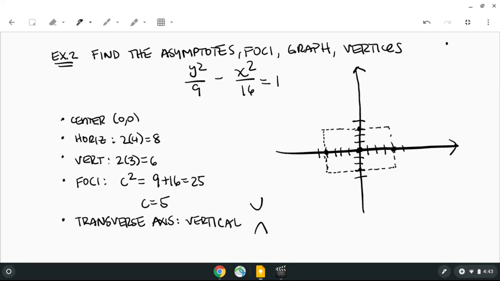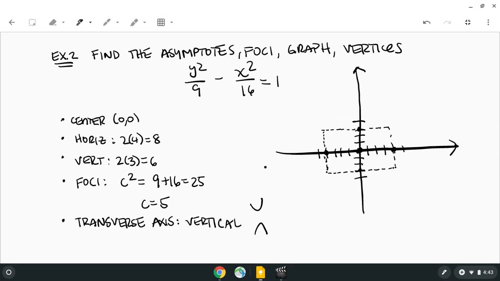Okay. So again, it just goes to show you that these lengths don't determine which one is going to be the main one. What determines it is who's positive. Okay, this negative goes with them. This one's positive, so it'll be vertical.